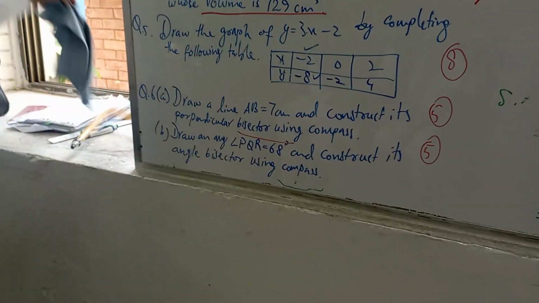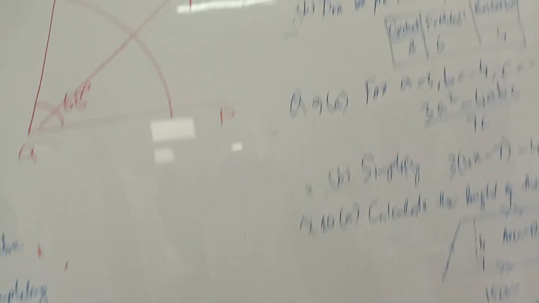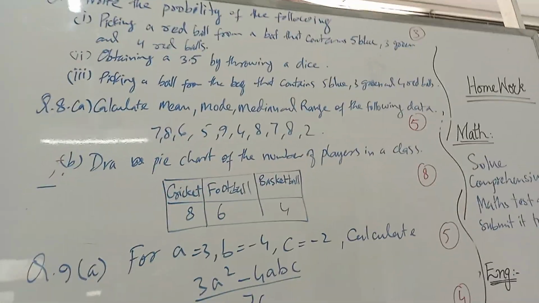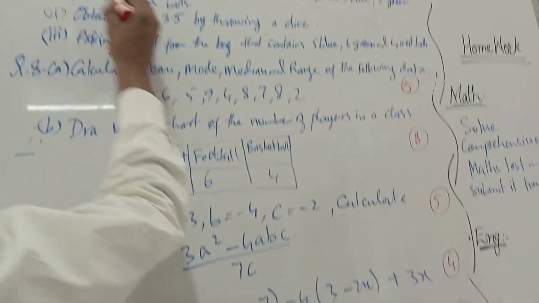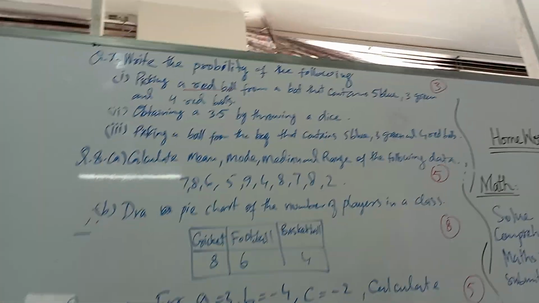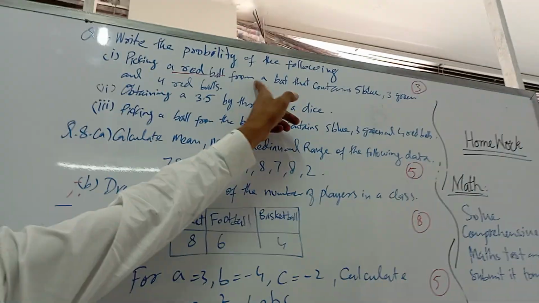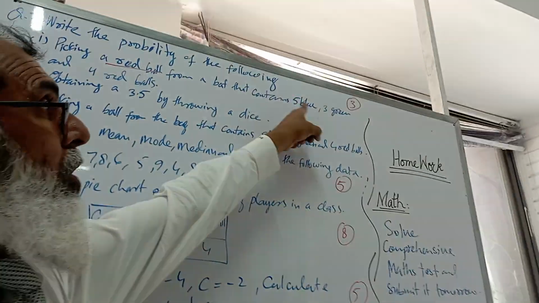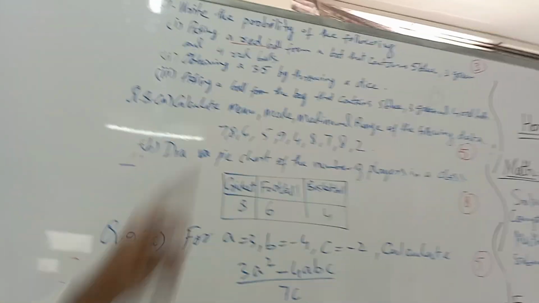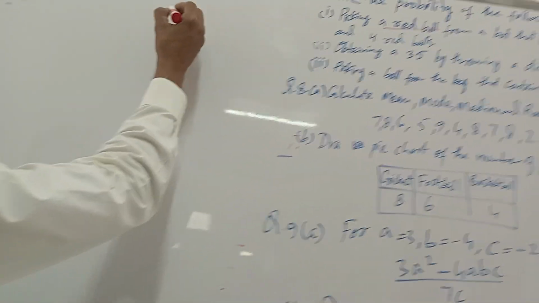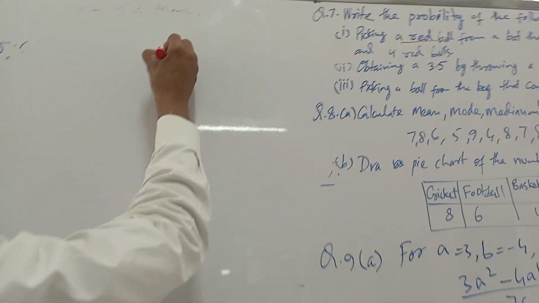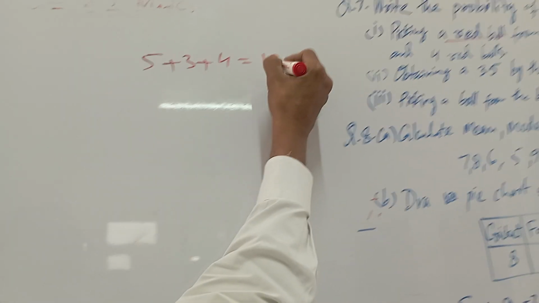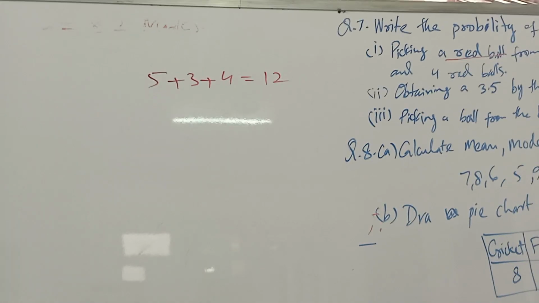Okay. Now come to the next question. It says, write the probability of the following. Picking a red ball from a bag that contains 5 blue, 3 green, and 4 red balls. So, how many balls are there? 5, 3, and 4, which is equal to 12. Out of 12, meaning the total balls are 12.